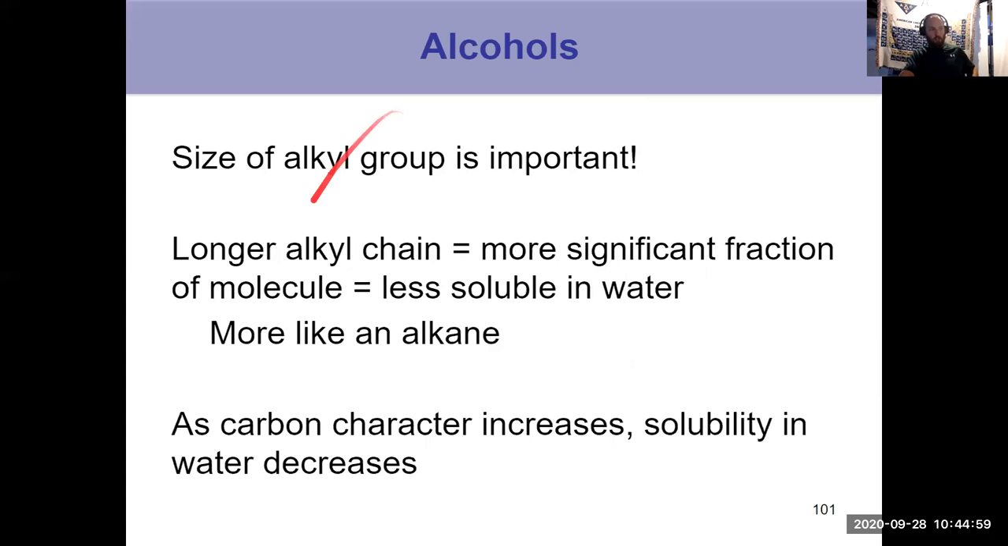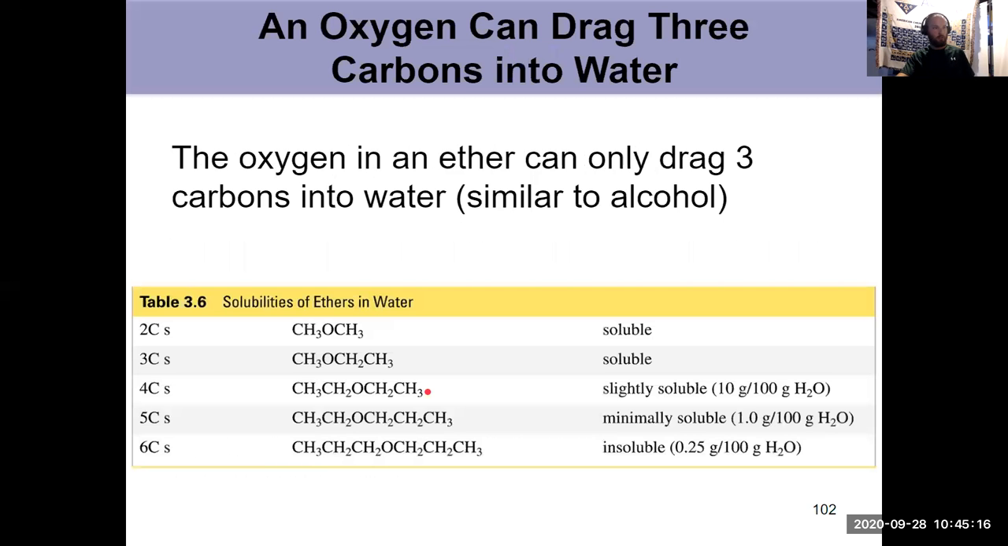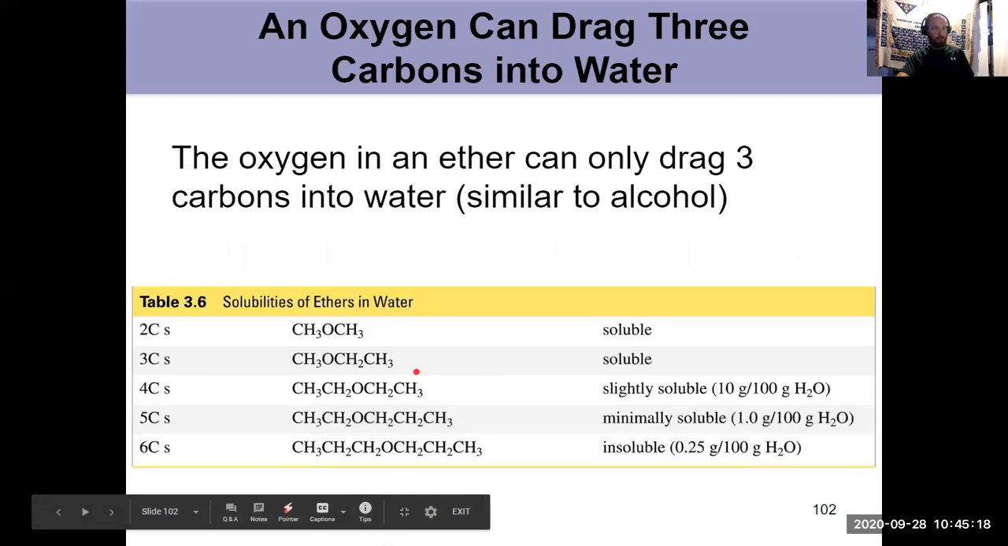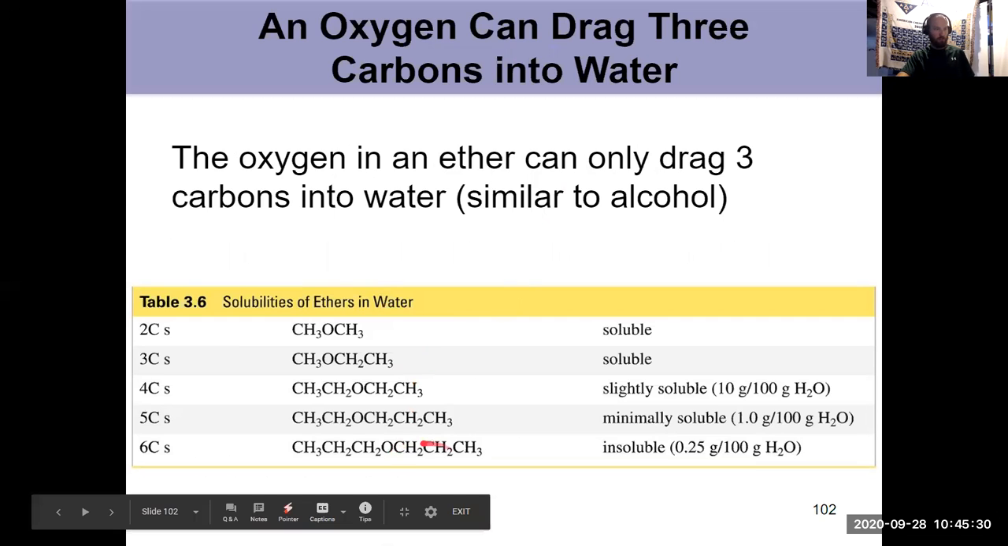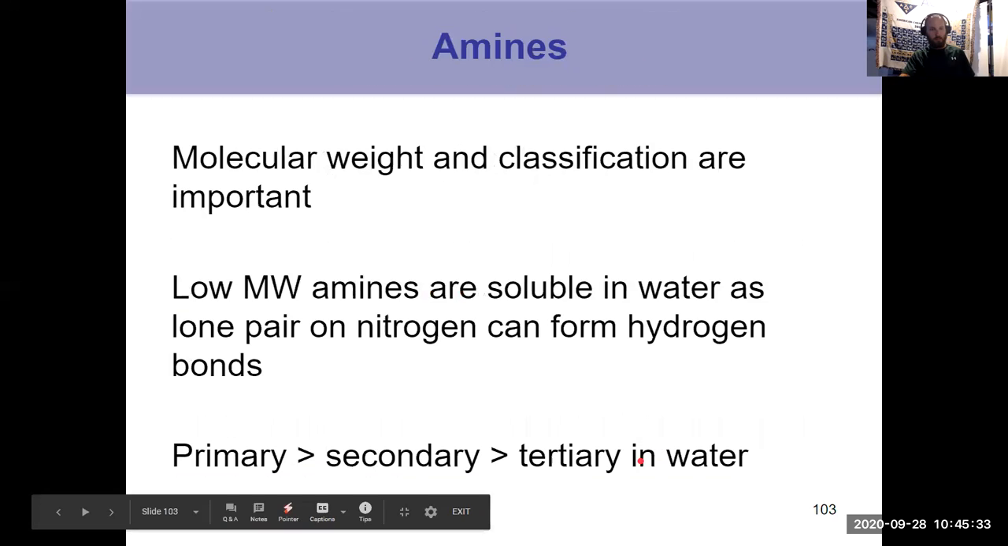Okay, because the longer the alkyl chain gets, it's occupying a greater and greater percentage of the molecule. So we're becoming less like an alcohol, more like an alkane, and we're losing our solubility. Okay? As the carbon character increases, our solubility in water decreases, which we can see right here. And oxygen can drag about 3 carbons into water, be it in an ether or in an alcohol. Okay? So make sure you've got that in your notes, right? Notice down here, we're too much like an alkane, so we're insoluble.